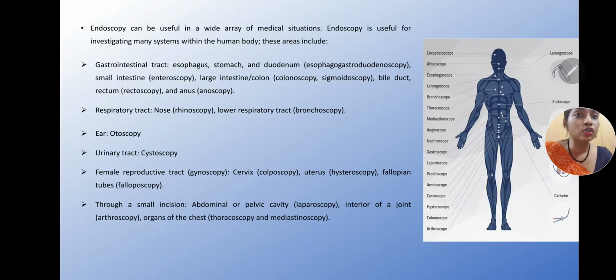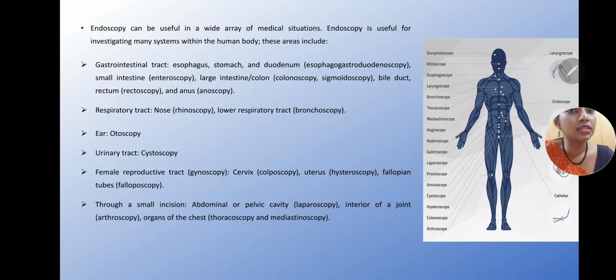Now, endoscopy can be useful in wide array of medical situations. Endoscopy is useful for investigating many systems within the human body. So these areas are gastrointestinal tract, for example, esophagus, stomach and duodenum. The endoscopy is called as esophagogastroduodenoscopy. For small intestine, it is known as enteroscopy. For large intestine, it is called as colonoscopy. Anus, it is called as anoscopy, and the list goes on.